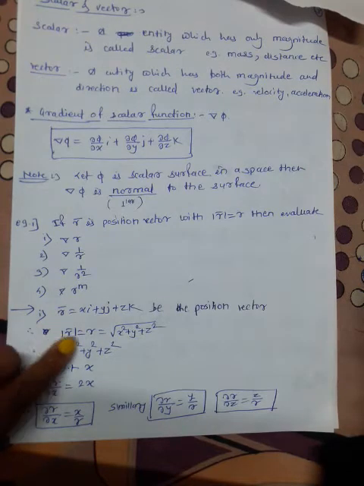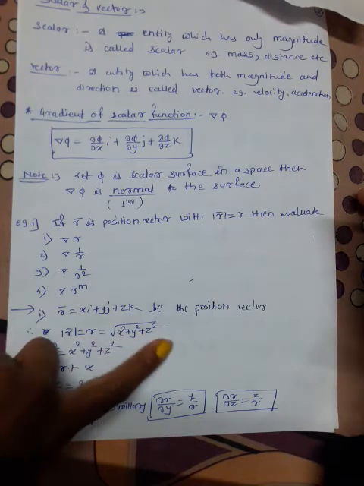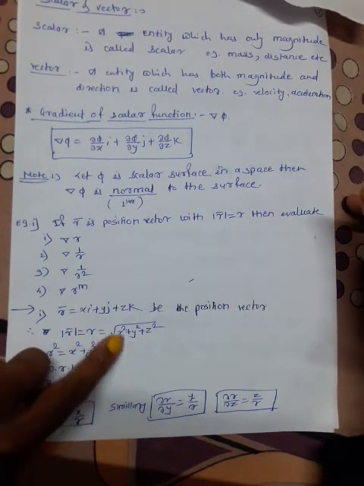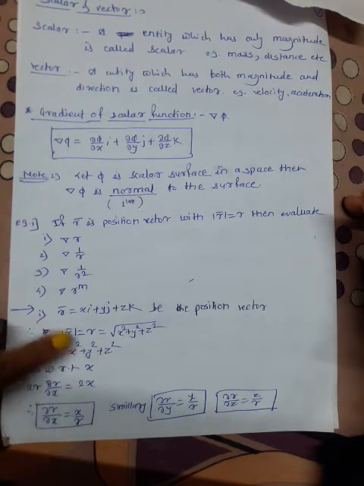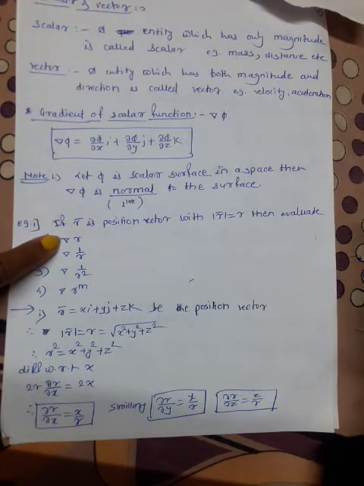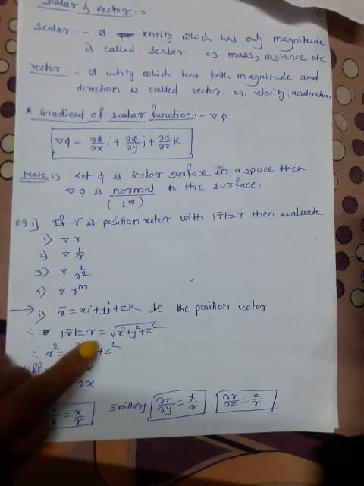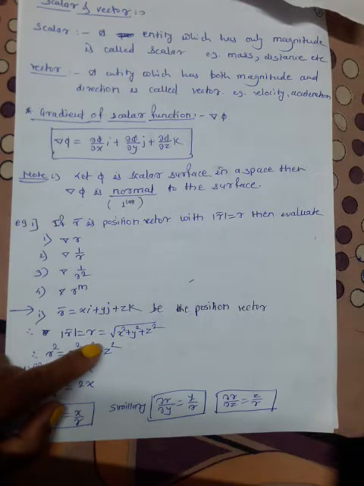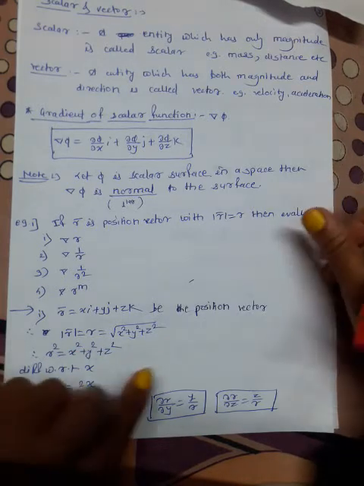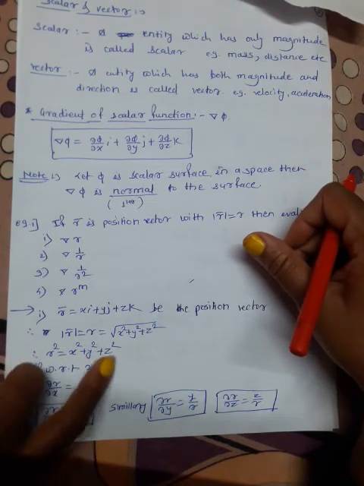Then mod of r bar is nothing but r. It is well known, and it is defined as under root of x square plus y square plus z square. This is a standard definition of modulus. Now to find out these derivative terms, take the square on both sides, because taking the derivative of square is very much easier than root. That's why to cancel out this root, take the square on both sides, we get r square is equal to x square plus y square plus z square.